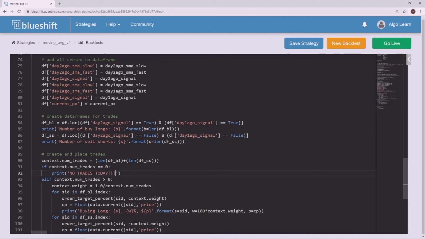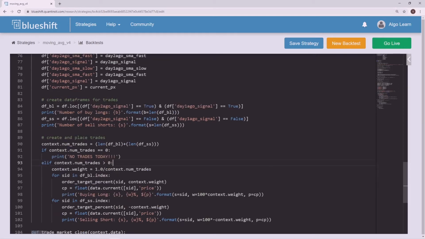All right, we'll just do that. But if we do have some trades, then here's our weighting. We're just going to have 1 divided by the number of trades that we have. For example, if the number of trades were 10, then basically each stock will have 10% of the portfolio, and so forth. So that's how we're going to compute our weightings.